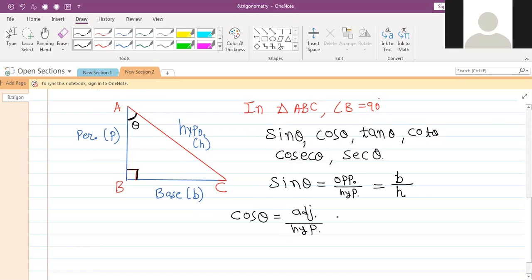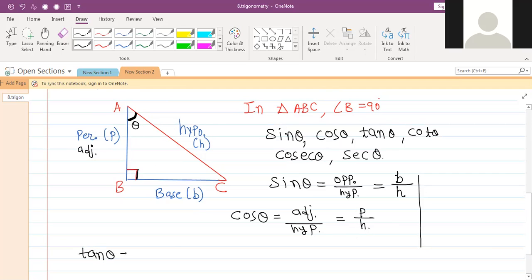So the adjacent of angle A, because here we suppose angle A is theta, is this perpendicular. This AB is the adjacent side of this angle, and this one is the hypotenuse. So here it is P upon hypotenuse H. Understand? If you have any doubt, you can ask me, so I can explain.